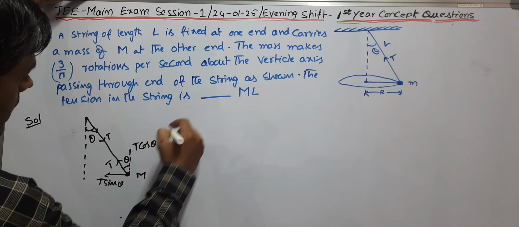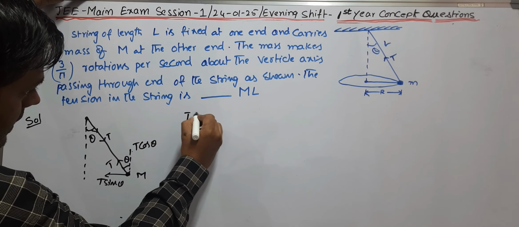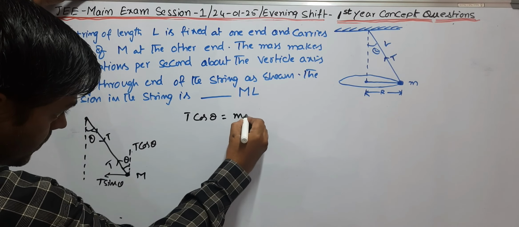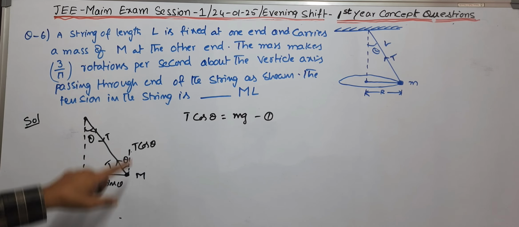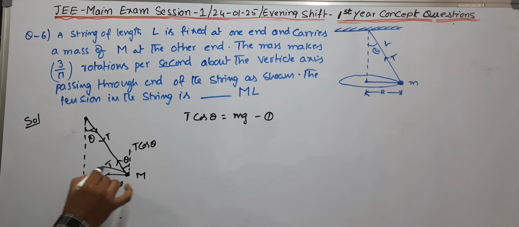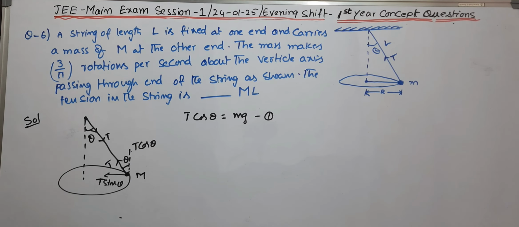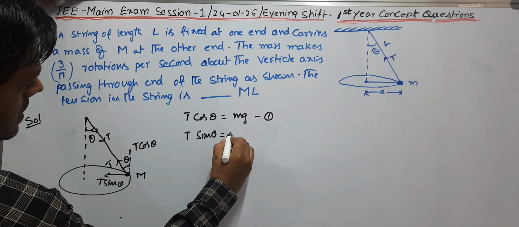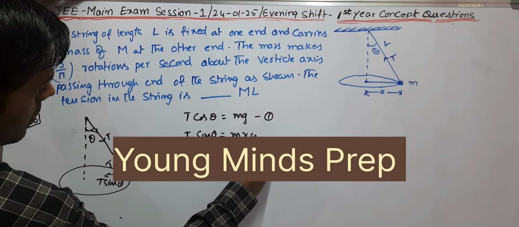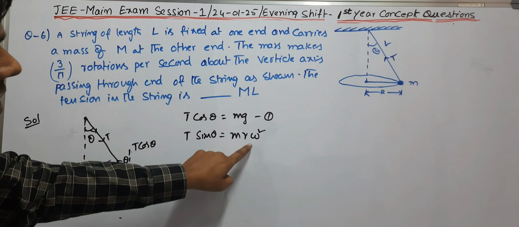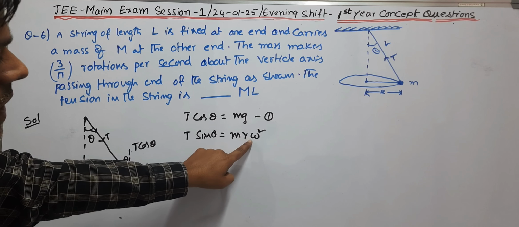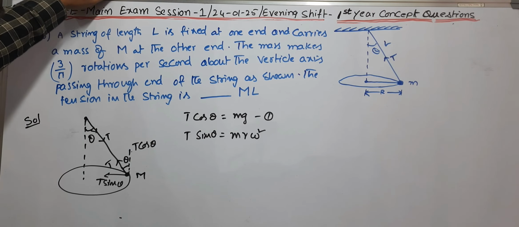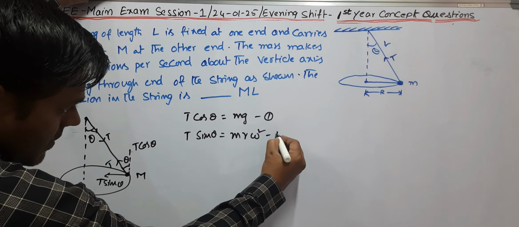So in the vertical direction, T cos theta balances the weight. It is nothing but m into g. This is equation 1. This T sin theta provides the necessary centripetal force, since it revolves in a circular path. So T sin theta is equal to m r omega square, that means actually m v square by r. Here v is equal to r omega, so r cancels. So we get m r omega square. This is equation 2.